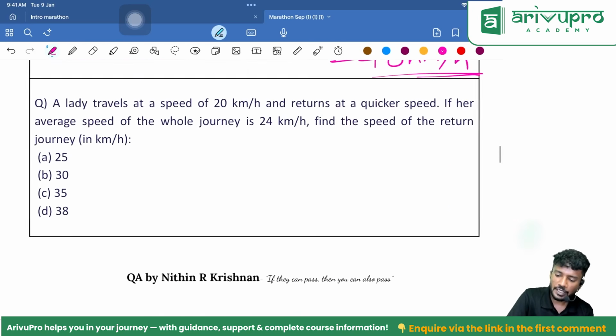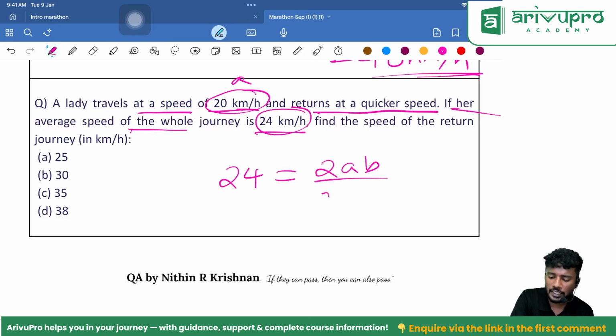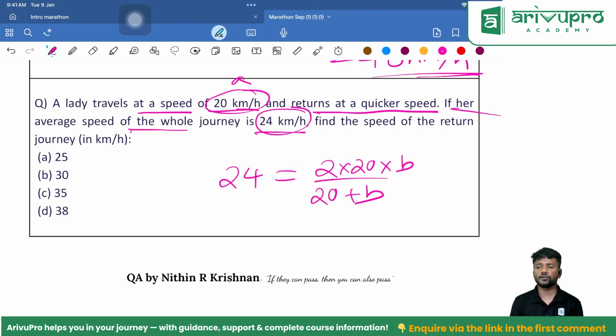Next question. A lady travels at a speed of 20 km per hour, that means A, and returns at a quicker speed. If her average speed is 24, that means average speed is given. So 24 is equal to 2AB divided by A plus B. Then A is how much here? 20. B is not given. So can you find the value of B for me? How can you find it? By option hitting you can find it, or you can cross multiply. Either way you can find it.